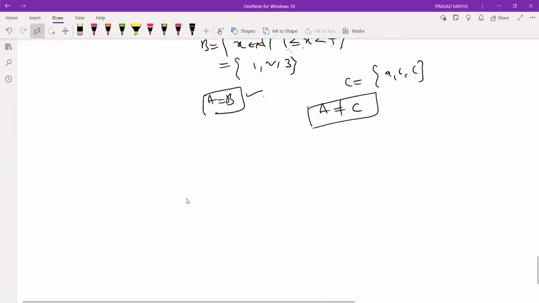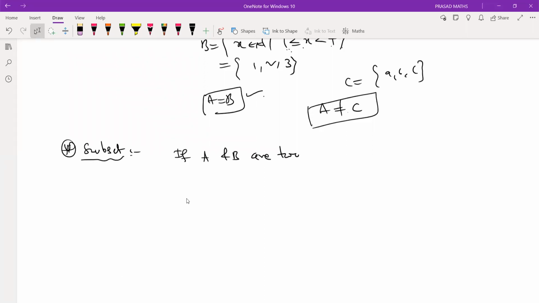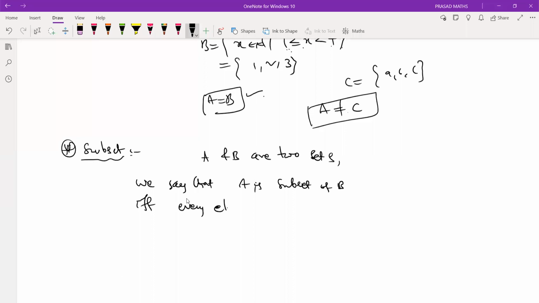Next is nothing but subset. So what do you mean by subset? You take A and B as sets. Let us consider A and B are two sets. We say that A is a subset of B if each element of A is contained in B. A is a subset of B if and only if every element of A is an element of B.